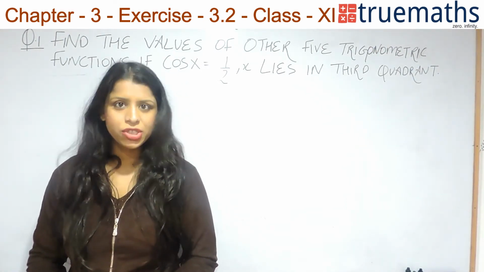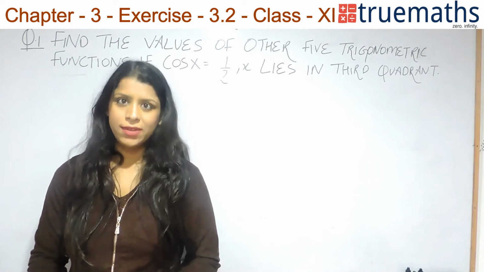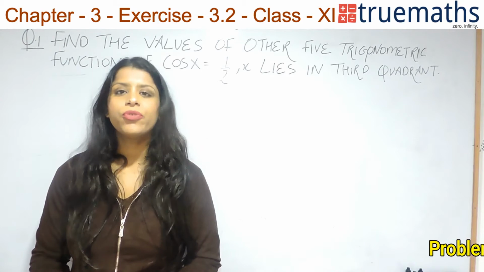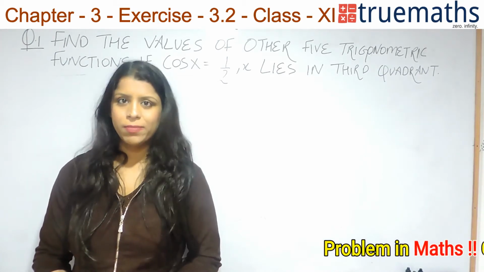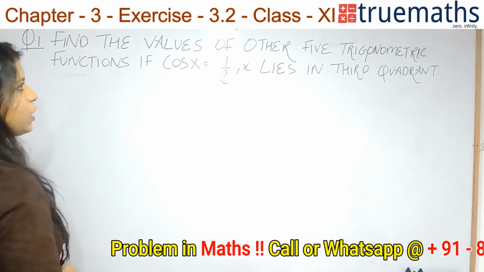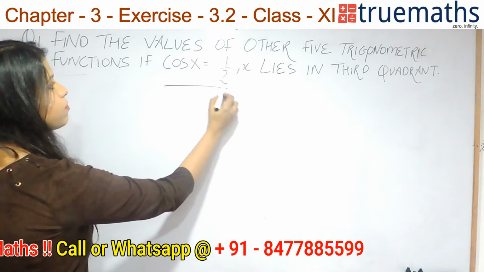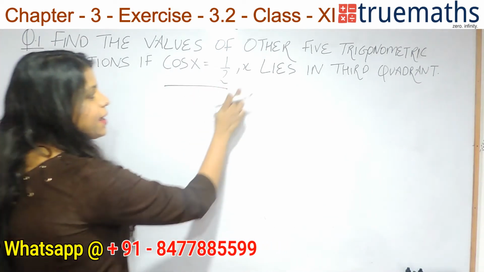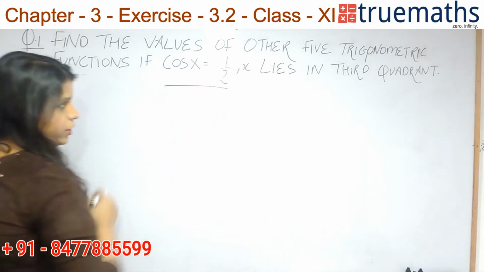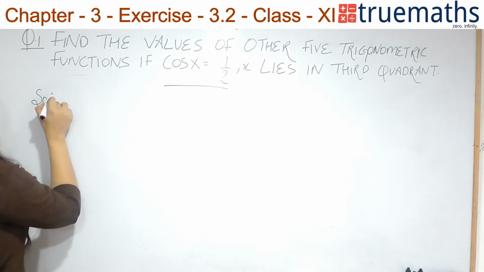Truemaths, and in this session I am going to solve question number 1 of class 11th NCERT exercise 3.2. So let's begin. The question says find the values of other 5 trigonometric functions if cos x is minus 1 by 2 and x lies in third quadrant. Now let's begin to solve this question.